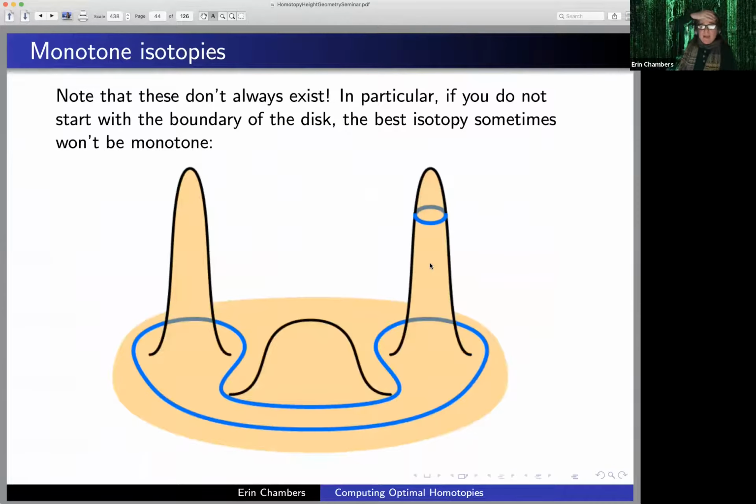Okay, now I want to stop and look at this crazy picture if you'll bear with me, because they don't always exist, right? In particular, suppose we're not starting with the boundary of the disk. Here I've got two curves, one of which winds around these mountains and plateaus here and comes back in the front and is very long. And the question is, what is the best homotopy here? So this is a different version of my hand, maybe. You just got one finger with a curve on it, and this is the one at the base.